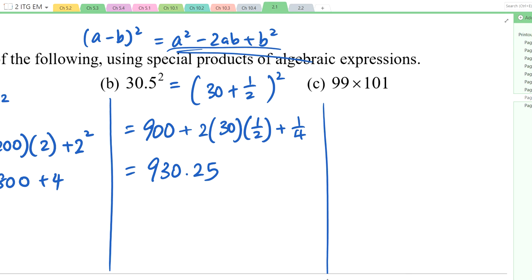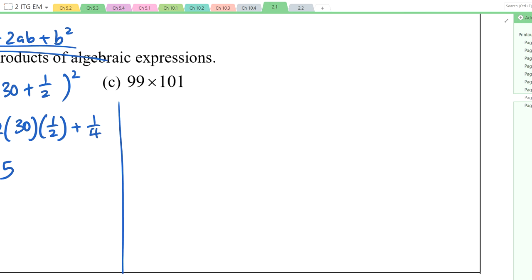Okay. With these two done, can you think about 99 times 101? What would you like to use? Okay, so what do we have over here? 98 plus 1. Then what's next? Can I use 100 minus 1 and then plus 1. Why do I want to write it this way?